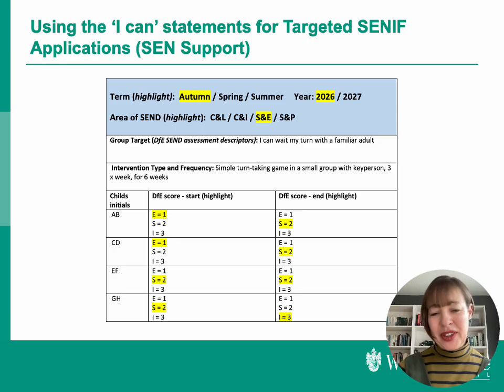And again, this is filled in both at the start point and at the review stage to give you an example of that. So each child is just listed according to their initials, and then their DfE score is highlighted at start point. So the first child was emerging at the beginning and is supported after the 6 weeks intervention. So that's how to use the 2 tables within our targeted SENIF application.